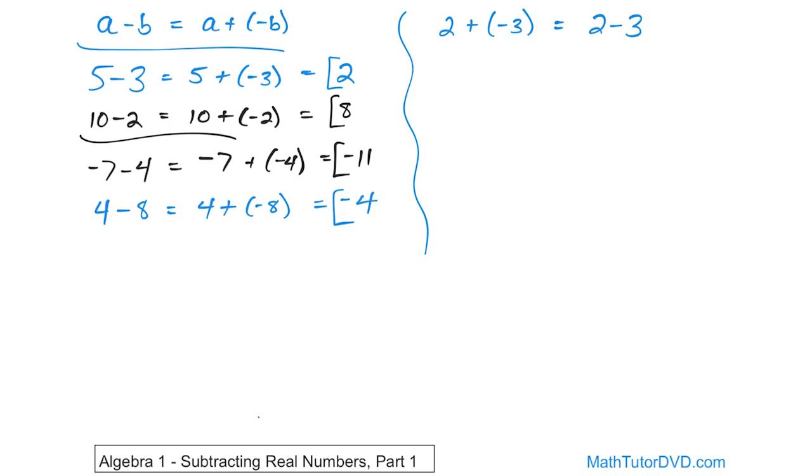I like looking at this and I see I'm adding a positive and a negative, so I subtract them. 3 minus 2 is 1, and the sign goes with the larger absolute value, which is the -3, so I get -1. Now you can look at it this way too. You could start with 2 and you're subtracting more than you have. So how far negative are you going to go? It's going to be -1 because 2 minus 2 is 0 and you're actually subtracting 1 more than that. So the answer was going to be -1.